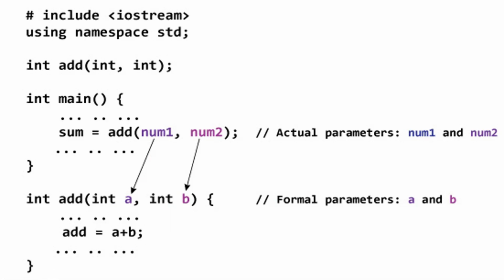Here, children, num1 has just passed on the value to A. Num2 has just passed on the value to B. Two separate variables have been created. We have separate variables to define actual parameters and formal parameters.